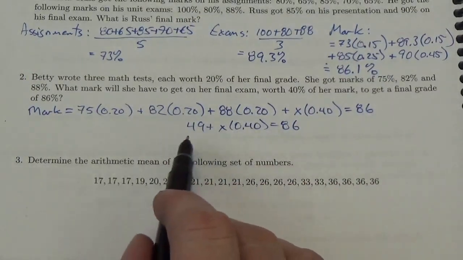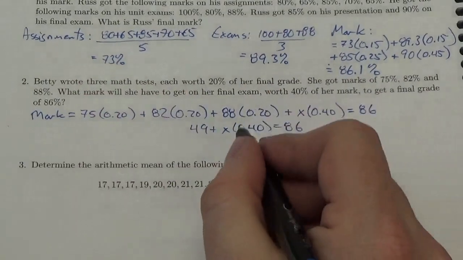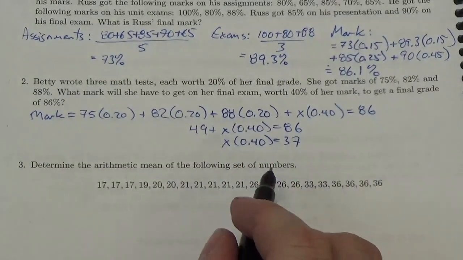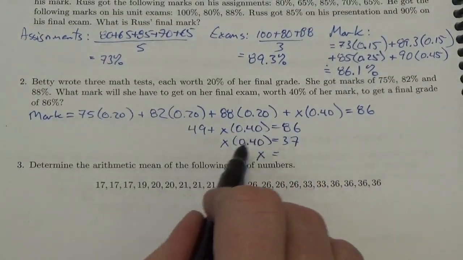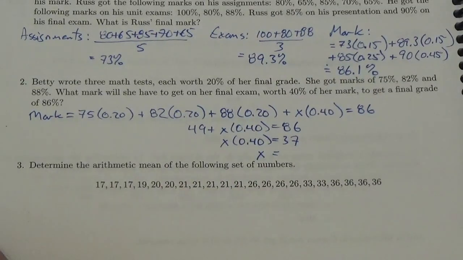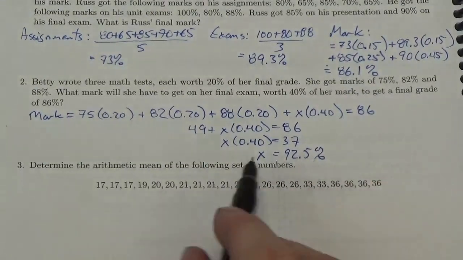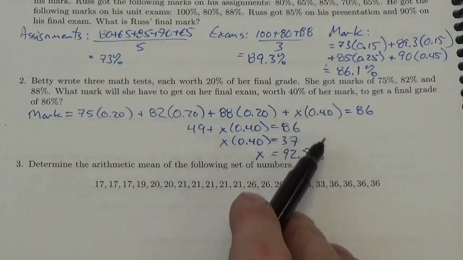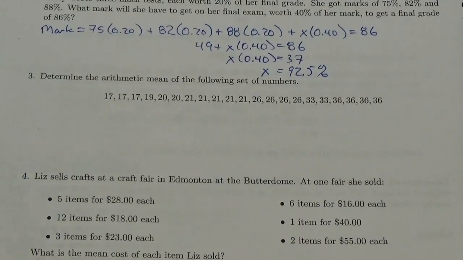I want to get what x is, so I've got this extra 49 that I've got to get rid of, so I'm going to subtract that from both sides. So 86 minus 49, x times 0.4 is going to equal 37. Now to get x by itself, I'm going to divide both sides by this coefficient, 0.4. So 37 divided by 0.4 gets me 92.5%. So if she wants a final grade of 86%, then that final exam has to be 92.5%.